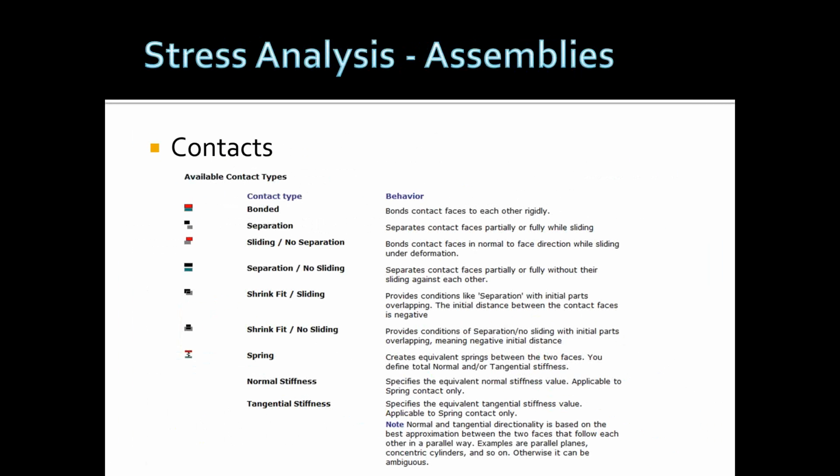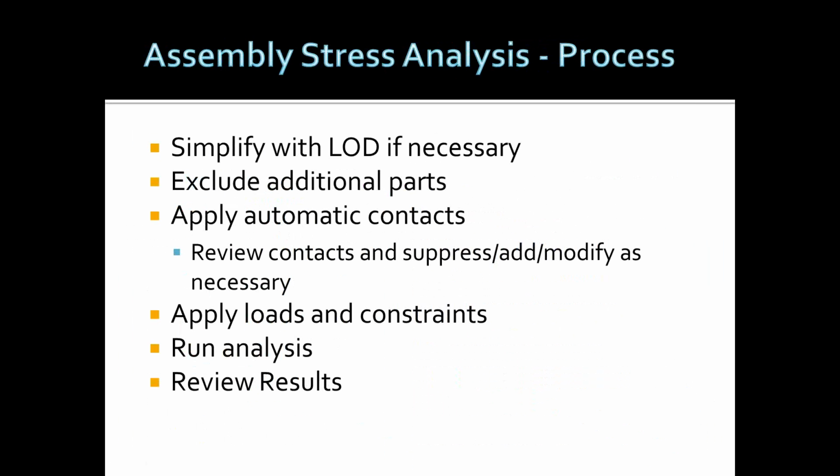And it will give warnings if it finds any problems with any contacts, if it sees that a contact cannot be applied between two faces because of the contact settings, because of the simulation settings we looked at. You know, the gap may be too great and it can't put a contact between those two faces. It will give that warning. Again, you can simplify your assembly with a level of detail, excluding parts. You've got your automatic contacts, apply your loads and constraints, run your analysis, and review the results.